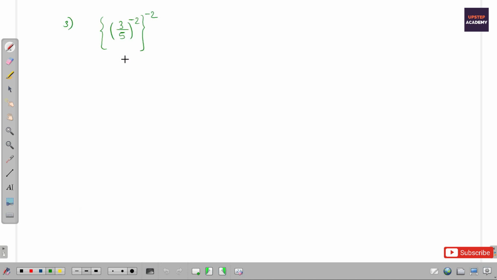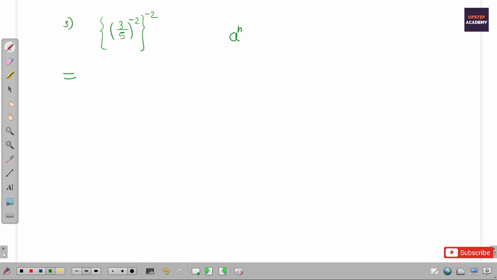Here is another example in front of us. In bracket 3 upon 5, and the whole bracket raised to minus 2, and this we have taken into one curly bracket and that curly bracket raised to the power minus 2. Okay, how do we have to solve it? We have to use the power law over here.